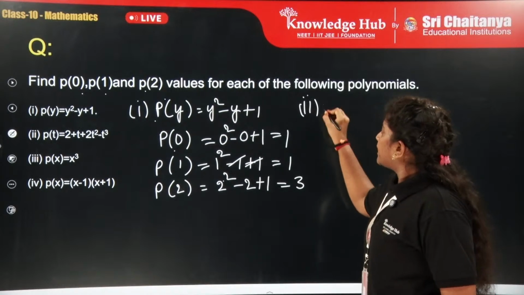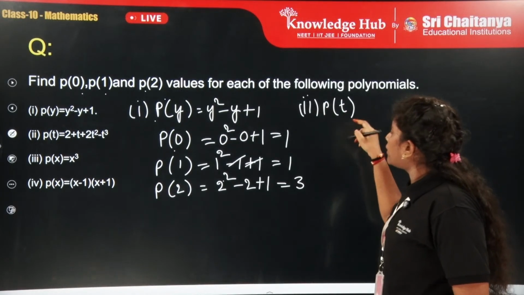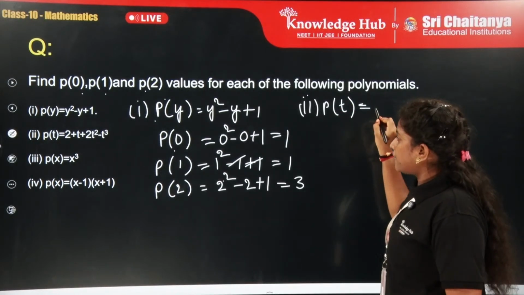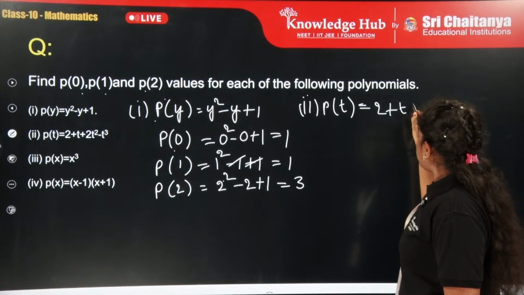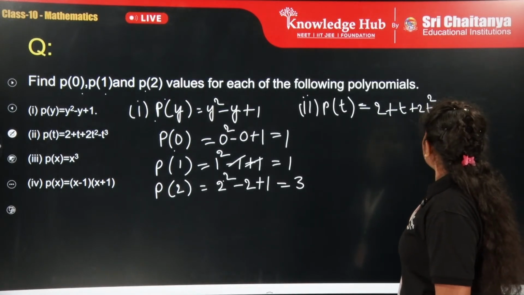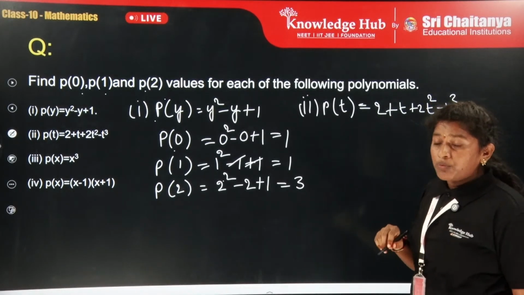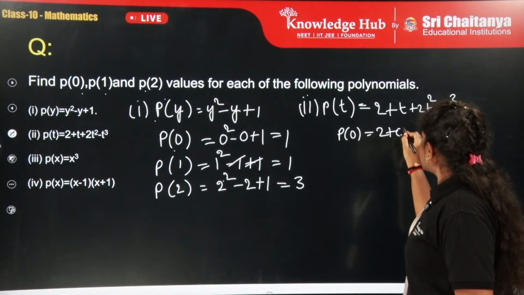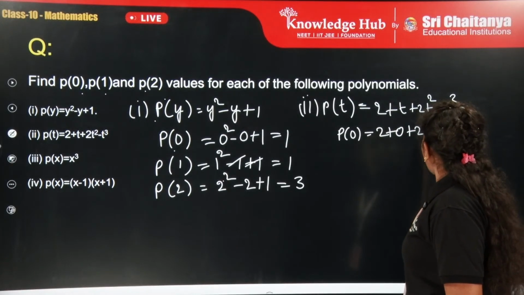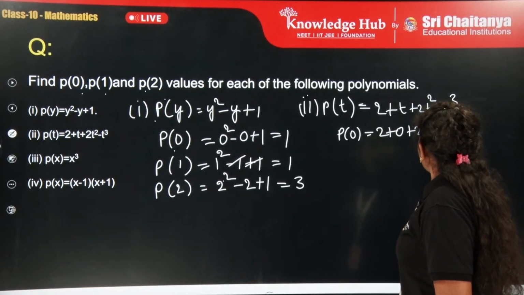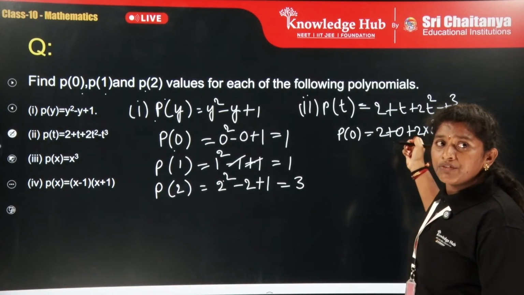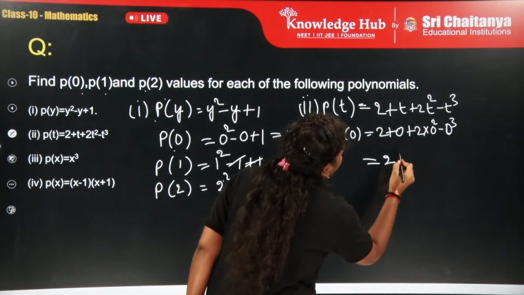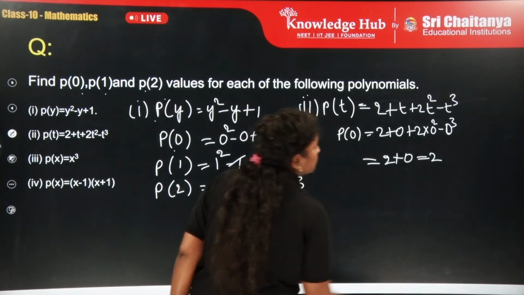Okay. In the same way, let's find for the second question also. So coming to here, they gave the p of t. P of t means we are having the polynomial in the variable t. So it is given as 2 plus t plus 2t square minus t cube. Okay. So now first of all, find the p of 0 value. So p of 0 value will become 2 plus 0 plus 2 into 0 square minus 0 cube. Okay, so 2 into 0 square will give you 0 and 0 cube will give you 0. So now what it will become? 2 plus 0, which is nothing but your 2.